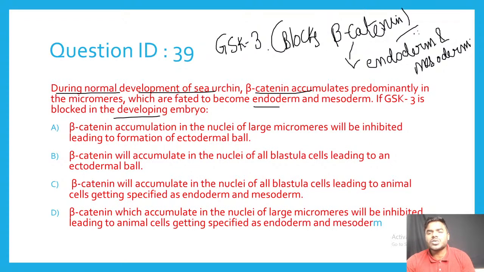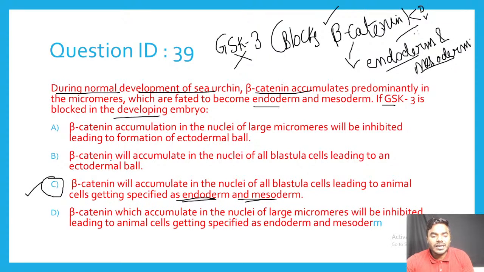Now you tell me, the question is very simple. If GSK3 is blocked, which means that GSK3 is not acting, GSK3 gets inhibited. Please remember, friends, when GSK3 gets inhibited, what is going to happen? Beta catenin gets activated. The moment beta catenin gets activated, what happens? Beta catenin enters the nucleus of all the cells. Which means you have to follow me correctly. Beta catenin enters the dorsal cells also. Beta catenin can enter the ventral cells also, and it will cause the development of the endoderm as well as the mesoderm. Hence the correct answer will be C.